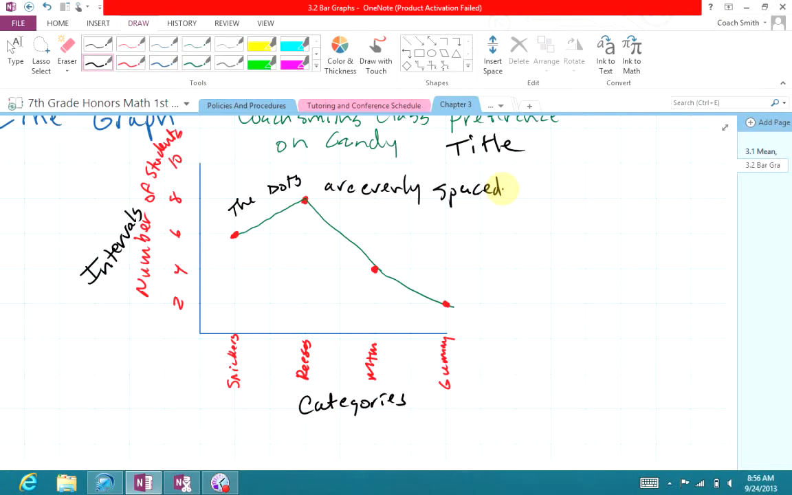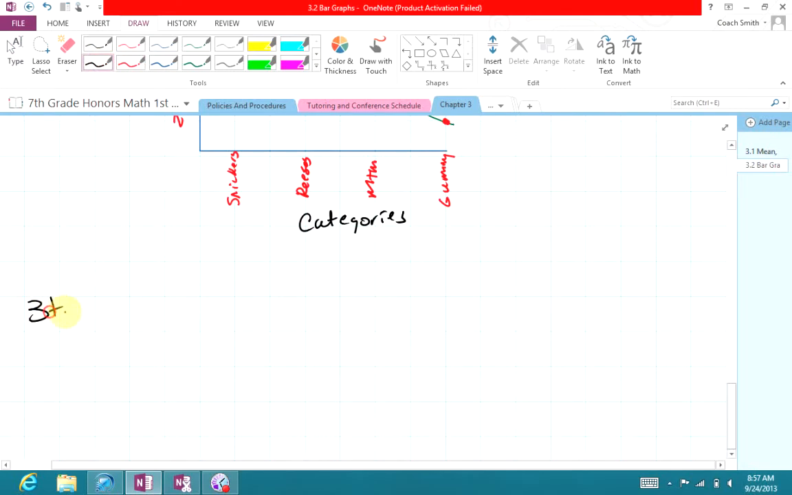What I mean by that is I don't want to put Reese's right there, M&M's right here, and then gummies way over here. Okay, you want them spaced out evenly, okay, across your graph. Okay, you don't want 3 dots right here in a row and then one way over here. Okay, that's not how you would want to do it. Okay, because it will distort your graph. Okay, so that's what a line graph is. Okay, now there are 3 types of line graphs.